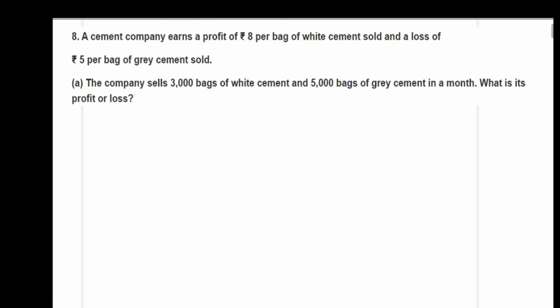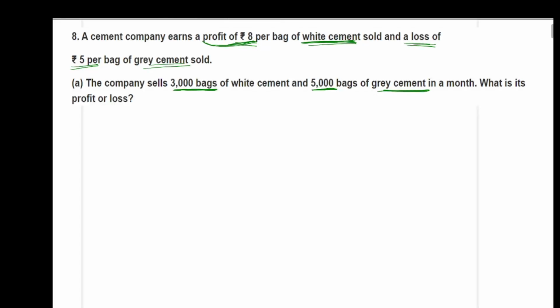Question number 8. A cement company earns a profit of rupees 8 per bag of white cement sold and a loss of rupees 5 per bag for grey cement sold. Okay. The company sells 3000 bags of white cement and 5000 grey cement in a month. What is the profit or loss? Okay. That means for one white cement bag, the company gets how many rupees profit? 8 rupees on selling. Okay.